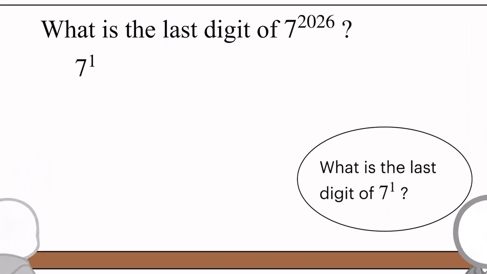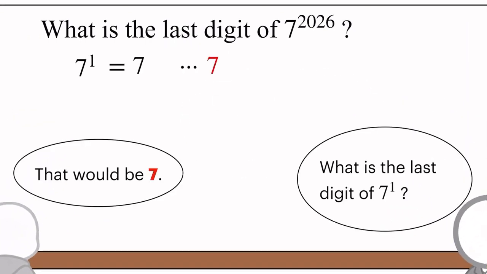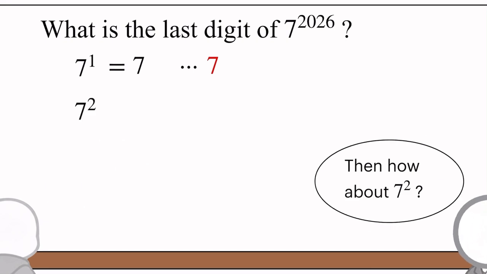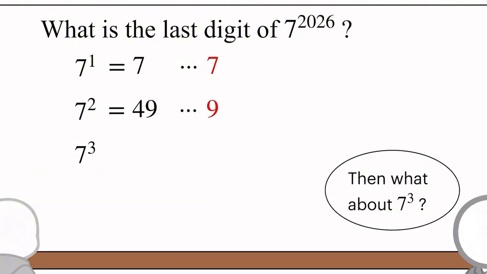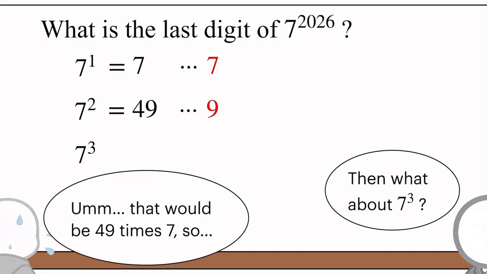What is the last digit of 7 to the first power? That would be 7. Right. Then how about 7 to the second power? 7 times 7 is 49, so the last digit is 9. Good. Then what about 7 to the third power? That would be 49 times 7, so yeah, this is where my brain starts to slow down.